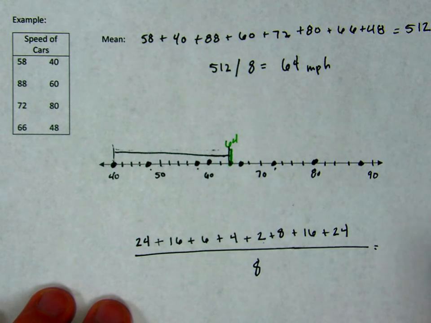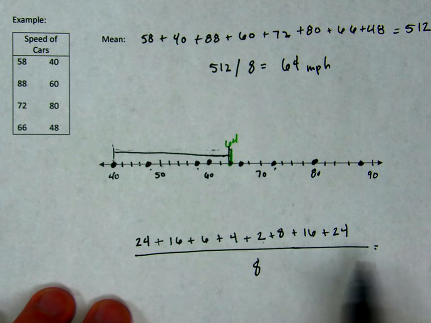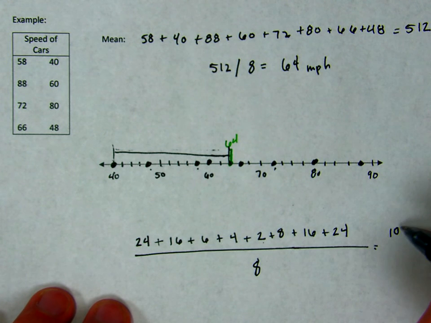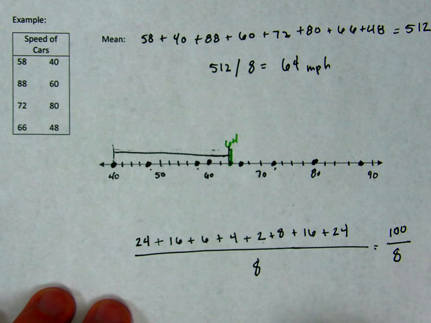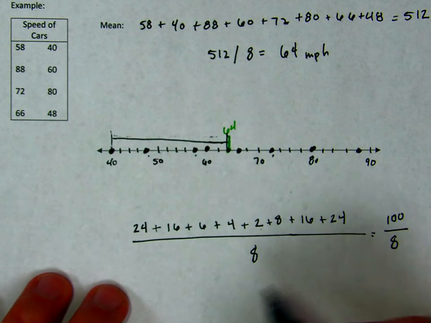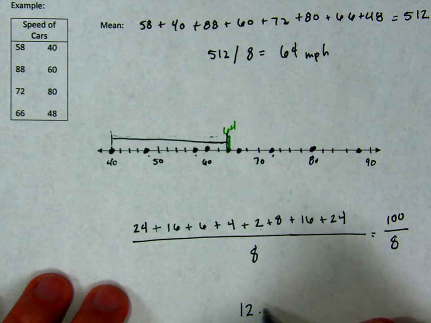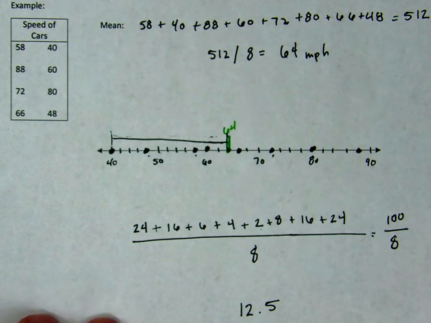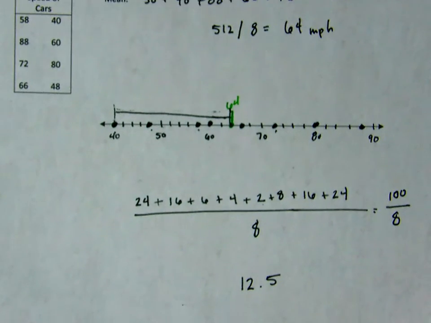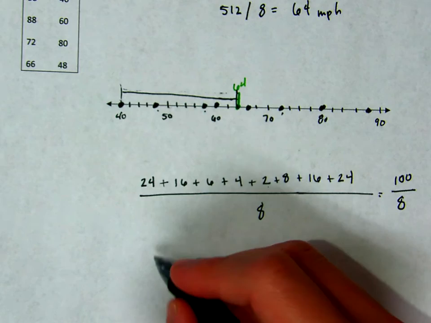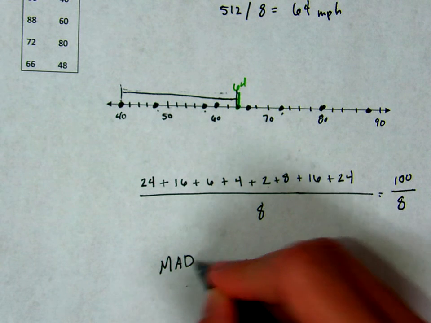When I add all those up, I get 100. Once again, I'm going to divide by the number of values I have. 100 divided by 8, I get the answer of 12.5. This is the mean absolute deviation, or abbreviation MAD, M-A-D.